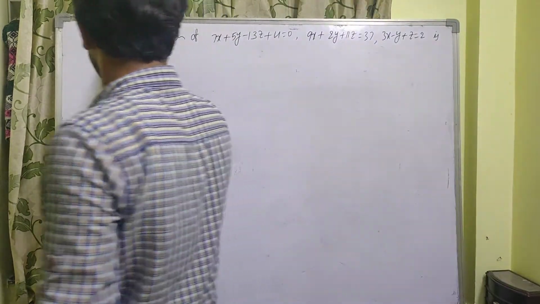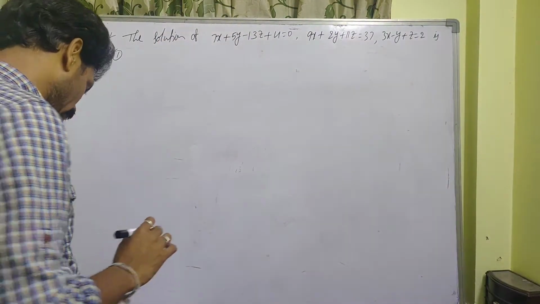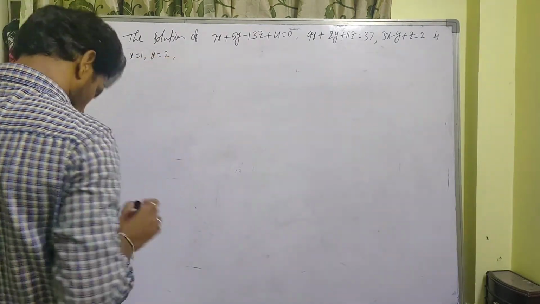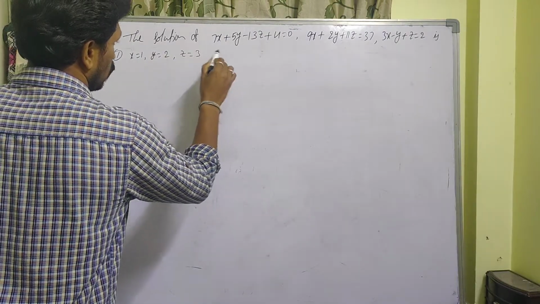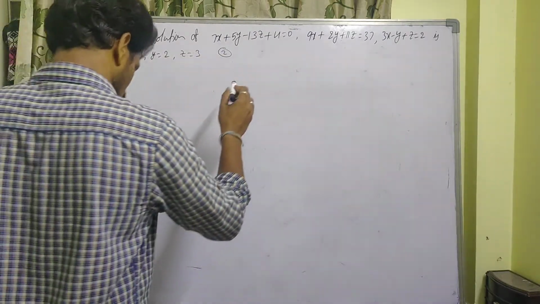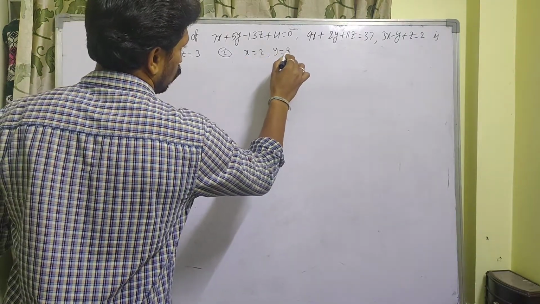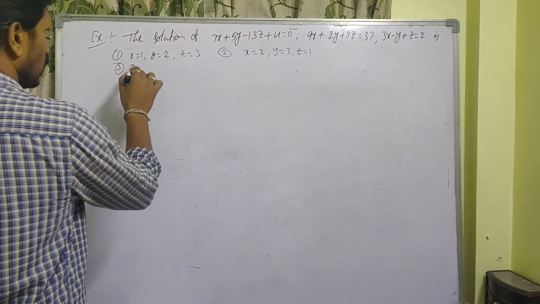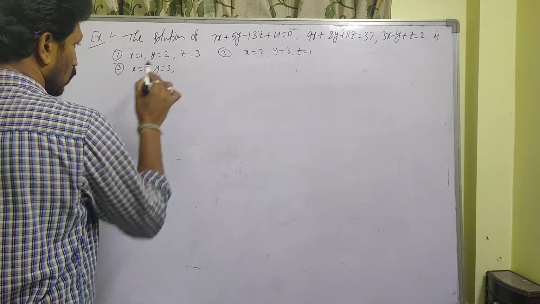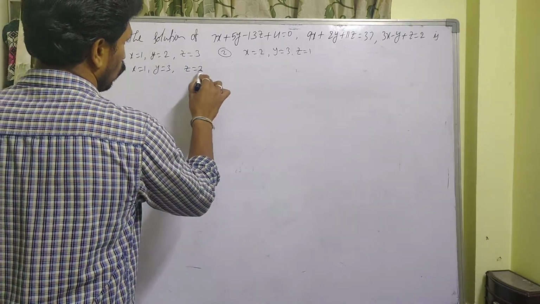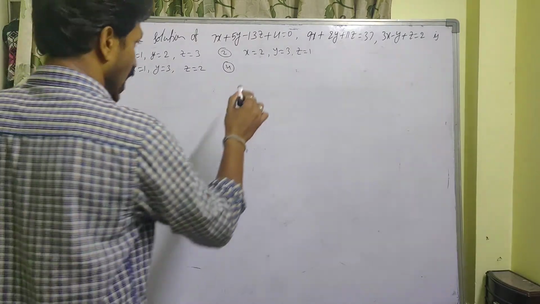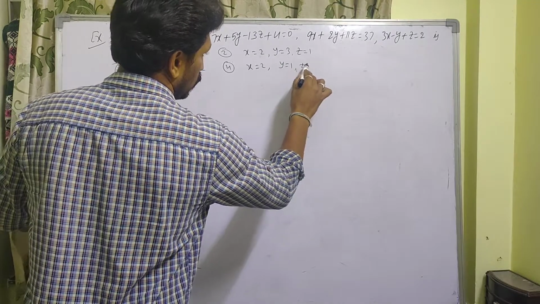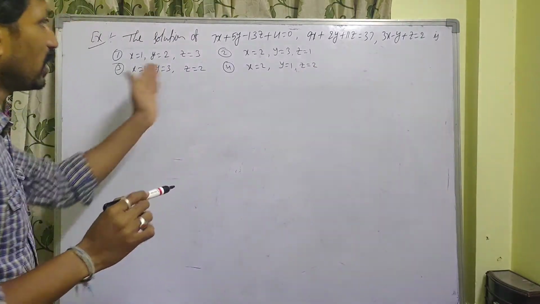First option is given. So x, y, z respectively: x is equal to 1, y is equal to 2, z is equal to 3. Second one is x is equal to 2, y is equal to 3, z is equal to 1. Third option is x is equal to 1, y is equal to 3, z is equal to 2. Fourth one is x is equal to 2, y is equal to 1, z is equal to 2. Okay, these are the options.